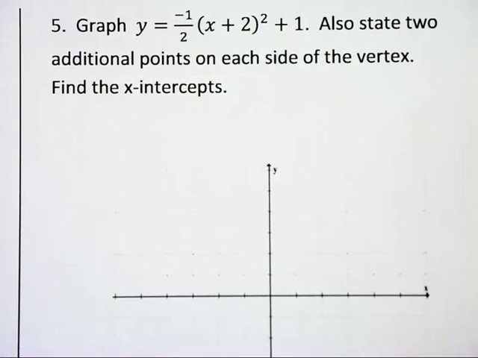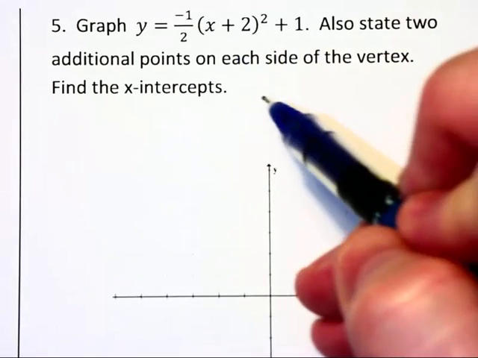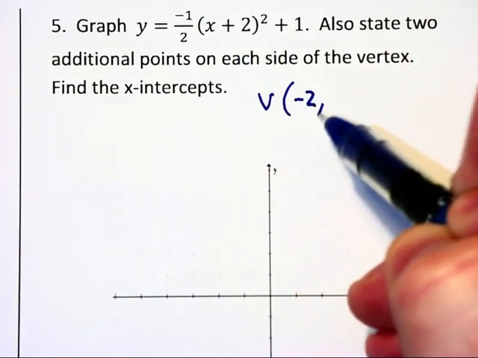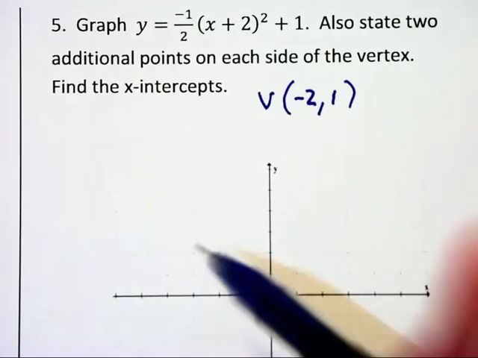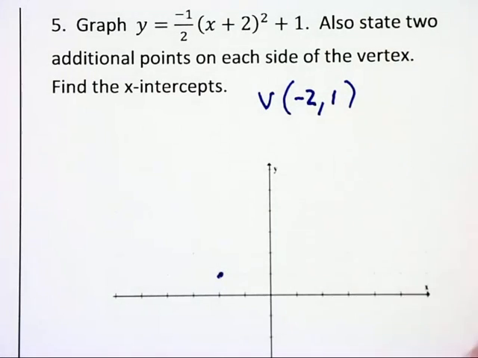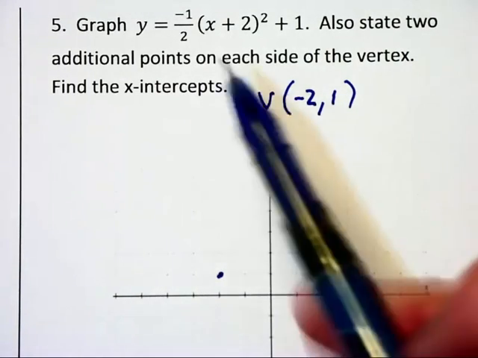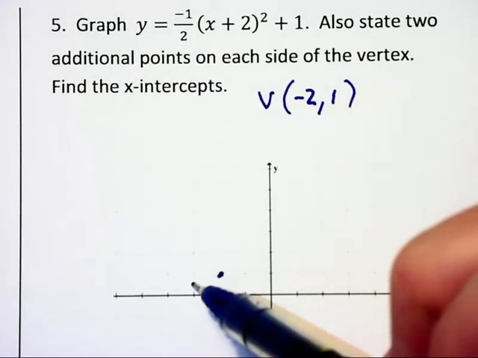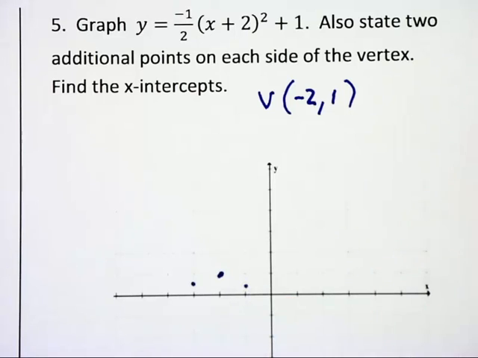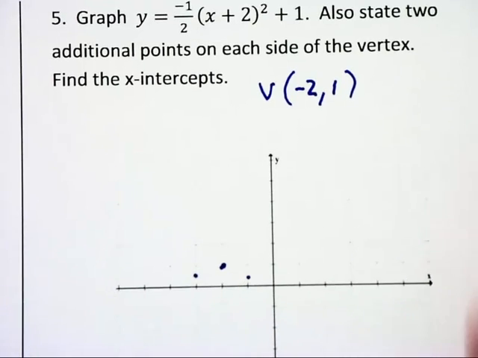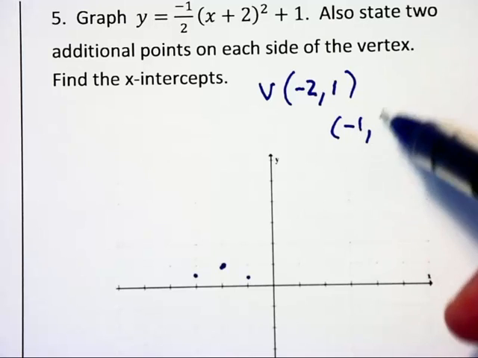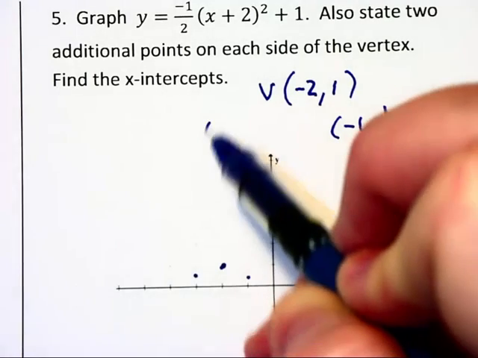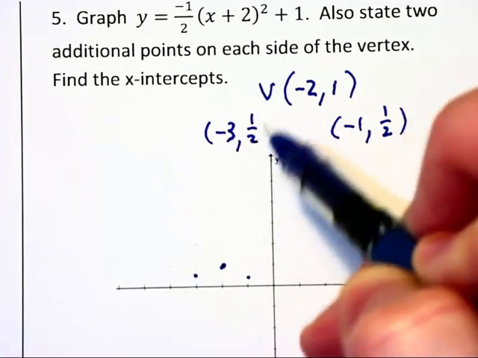Number 5. We can easily see that our vertex is going to be at negative 2, positive 1. So let's plot that over here in the second quadrant. Because our kind of slope is negative 1/2, I know that I can go down 1/2 and over 1 in each direction. That's going to take me to negative 1 comma 1/2 and negative 3 comma 1/2.